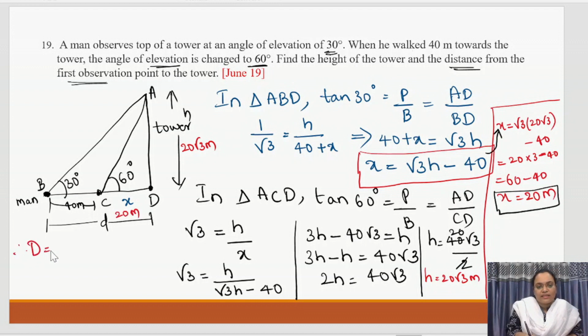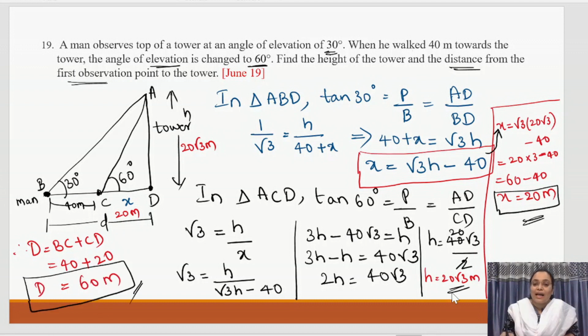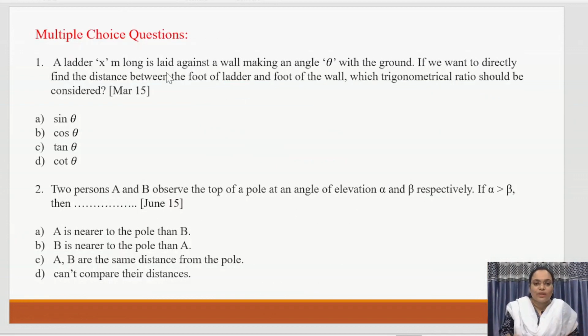Therefore, distance is equal to BC plus CD. BC is 40 plus CD is 20, so distance is equal to 60 meters. The height of the tower is 20 root 3 meters. We have got the height of the tower as 20 root 3 meters, and the distance from the first observation point to the tower is 60 meters. Clear? So, let us see the multiple choice questions.